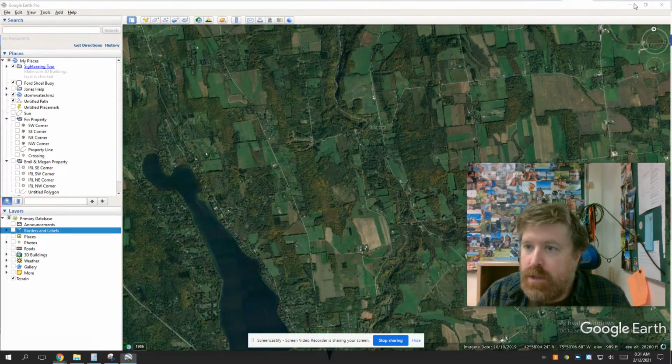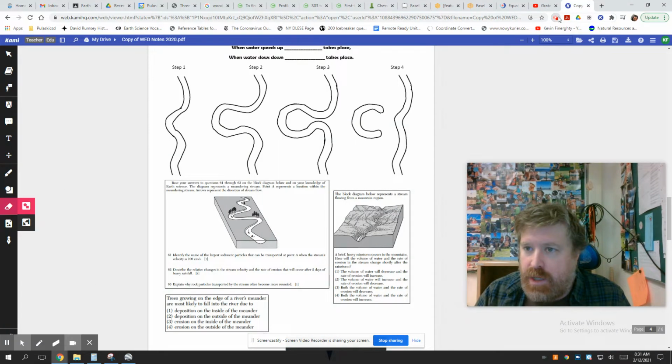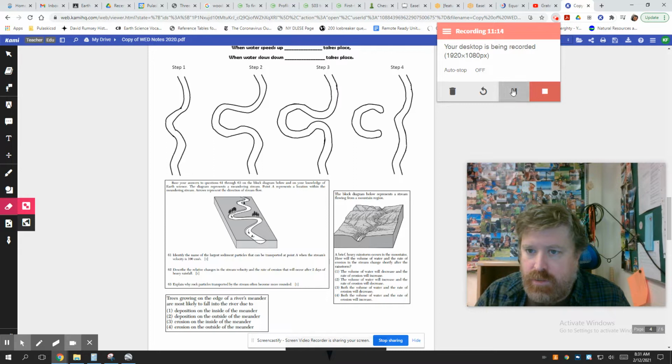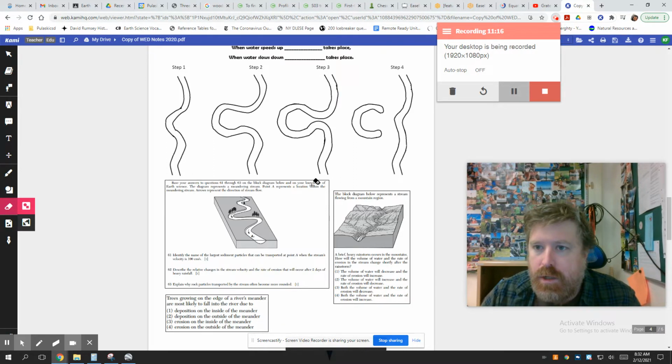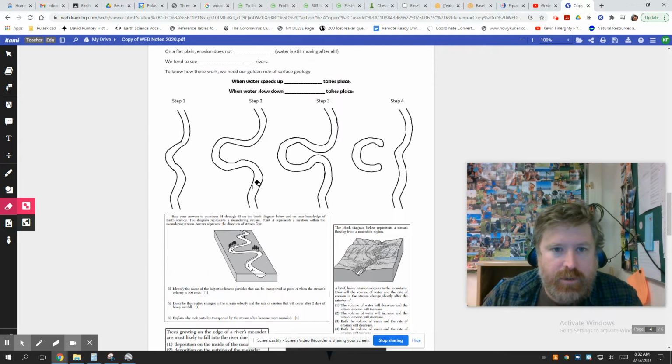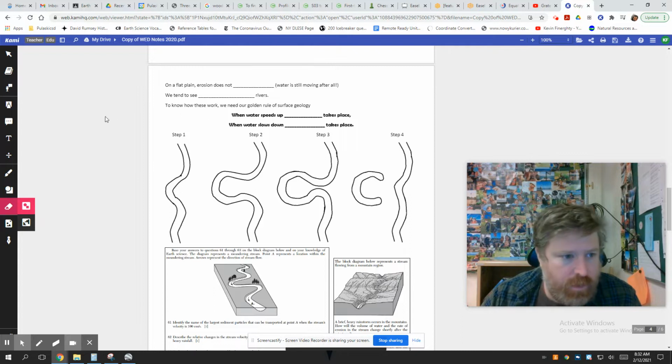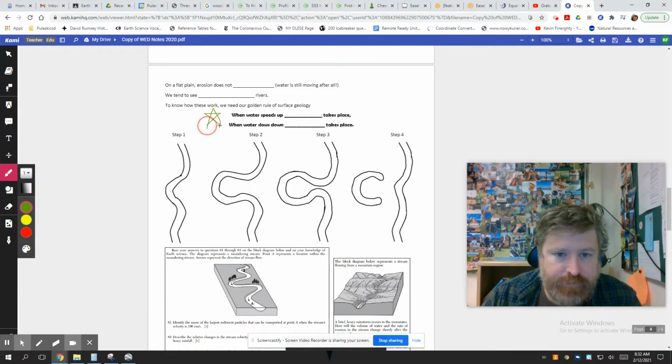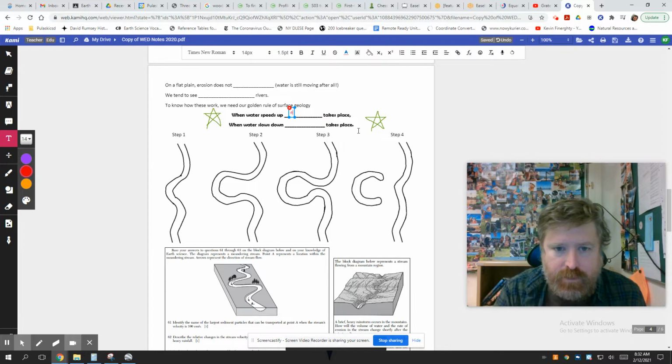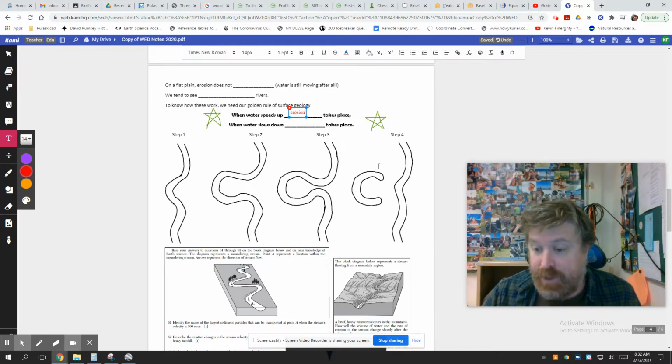Okay. All right. Let's check out some of these notes. So we usually write a whole lot here, but we won't. The golden rule, the thing that gets us through all of this erosion stuff, is this: when water speeds up, erosion takes place. Going faster and faster, it can pick up more and more particles.